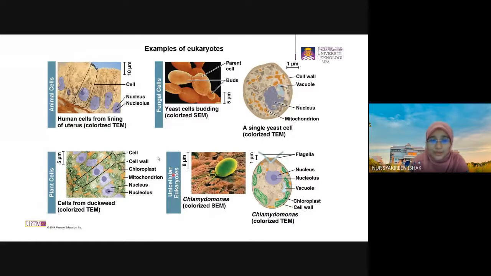And then for unicellular, human cells and plant cells are multicellular. For unicellular, you have the yeast cell, and then you have this chlamydomonas. Chlamydomonas is an example of a unicellular eukaryote. Do not assume that if an organism is unicellular, it is a bacterial cell. It is a unicellular eukaryote, because they have membrane-bound organelles such as nucleus, chloroplast, vacuole, mitochondria. Usually these organisms live in an aquatic environment, so they must be able to move. To aid in movement, they have features such as flagella or cilia, flagella in this case for the chlamydomonas.